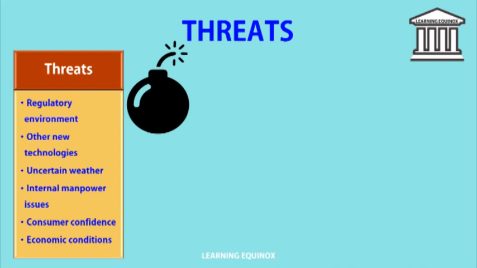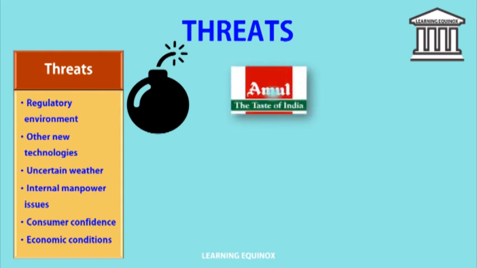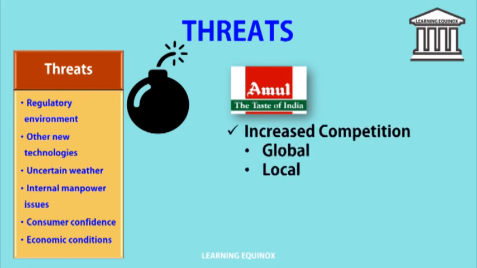Now let us take the example of Amul that we are on. The threat for Amul is as follows: increased global and local competition. So there are huge brands like HUL, Nestle, P&G, as well as there are local players like Mother Dairy, Govardhan, Nandini, etc. All of them give stiff competition to Amul and they are eating away their market share.